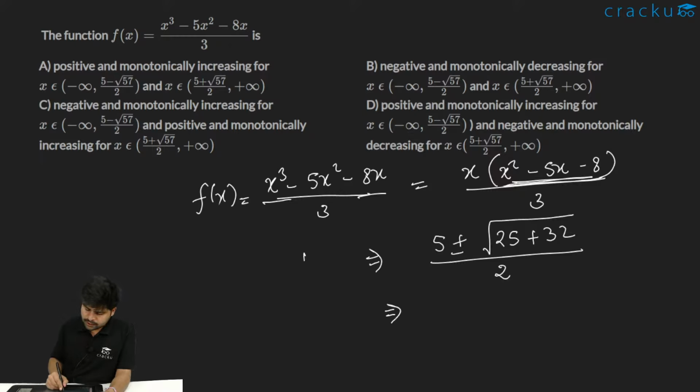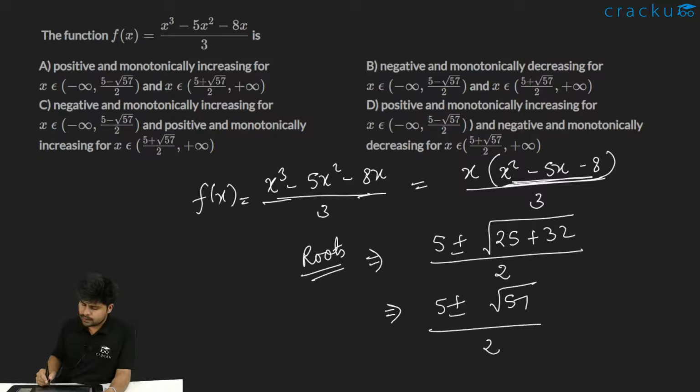So the roots are 5 plus or minus the square root of 57, divided by 2. So these are the roots. We don't know the square root of 57, but we know that it is around 7 point something, because 7 squared is 49, 8 squared is 64, so it is 7 point something. We don't know exactly, but it is almost 7.5.